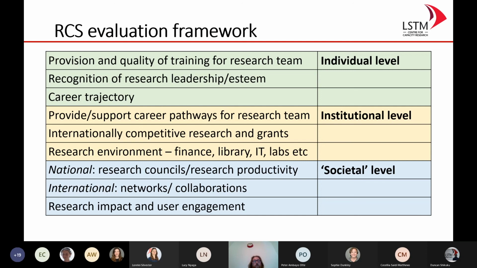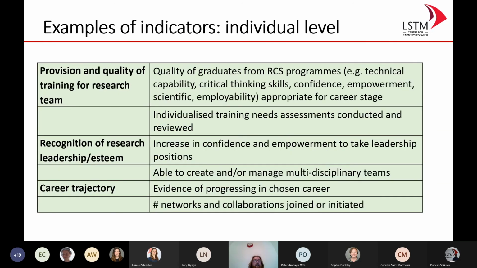At the societal level, key domains around research councils and research productivity at your national level. At the international level, around networks and collaborations, and research impact and user engagement. So these were domains that were considered perhaps most useful to measure in an RCS evaluation. And the particular indicators for each of these domains are listed here.